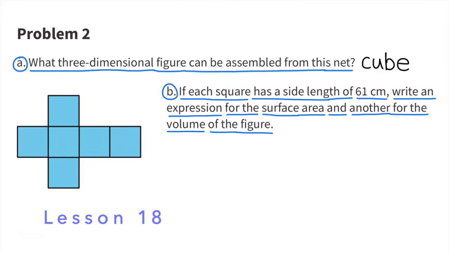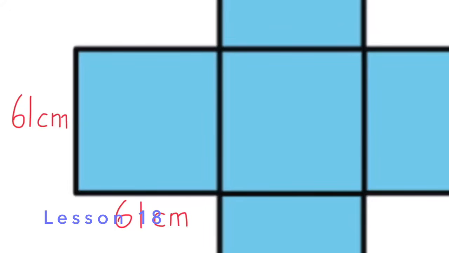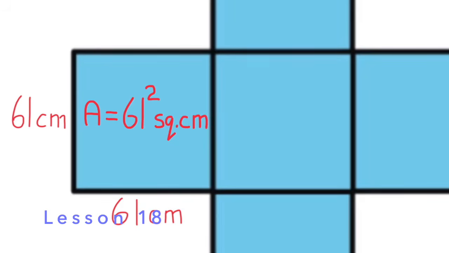B. If each square has a side length of 61 centimeters, write an expression for the surface area and another for the volume of the figure. In thinking about the expression that I'm going to write, I have to remember that there's 6 faces to this net. Each face, or each square, will have the dimensions 61 centimeters for its side length. Since 61 times 61 is also 61 to the second power, the area of each square would be 61 to the second power square centimeters.